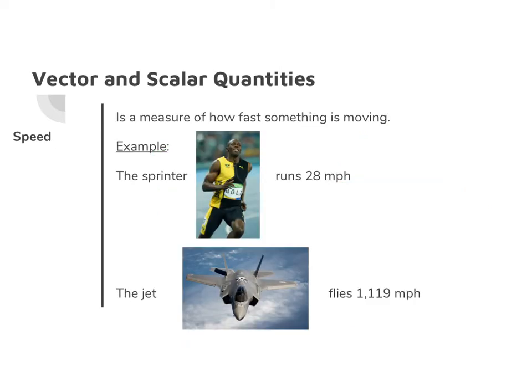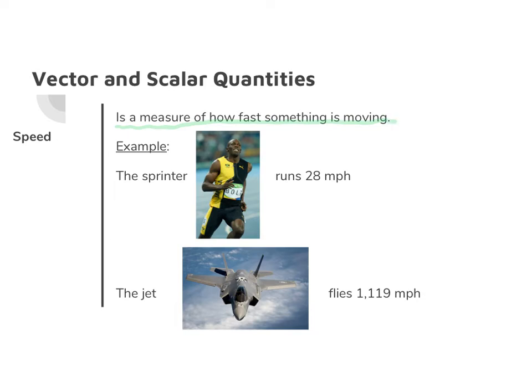All right, so vector and scalar quantities. Our first vector or scalar quantity we're going to talk about is speed. Speed is a measure of how fast something is moving. And so that is our definition right there: how fast something moves is its speed.